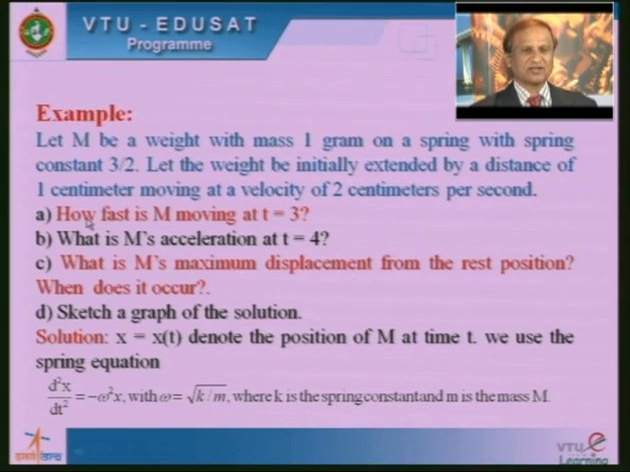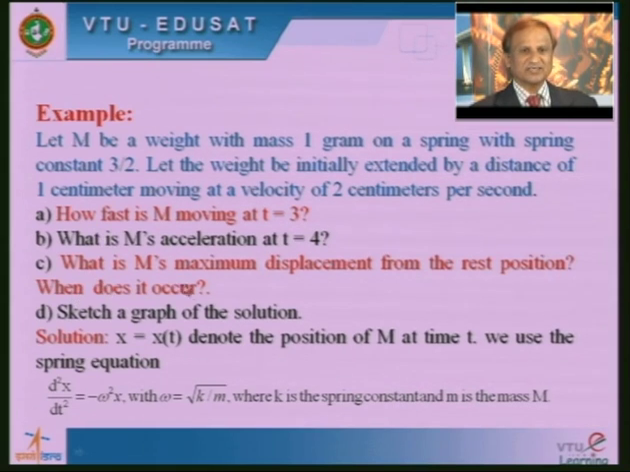What have they asked us to calculate? How fast is M moving at t equal to 3? Here capital M means mass. We have to calculate how fast the mass is moving at time t equal to 3. And they have also asked us to calculate M's acceleration at t equal to 4. It means at time t equal to 4, what is the acceleration of the mass? We have to calculate that.